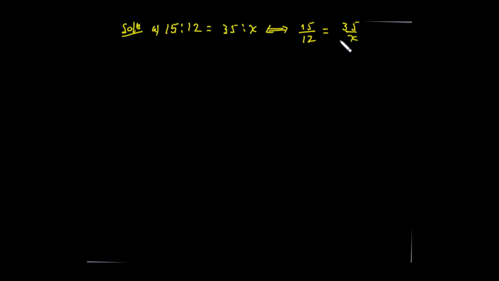To find x we use the cross product. The cross product is 15x is equal to 12 times 35. Dividing both sides by 15, 15 by 15 is 1, so x remains. x is equal to: by 5, 3; by 5, 7; by 3, 1; by 3, 4. 4 times 7 is 28 over 1. 28 over 1 is 28.